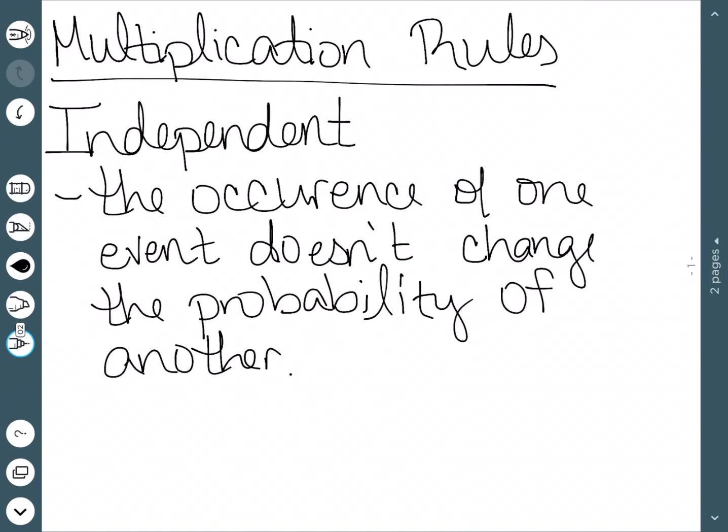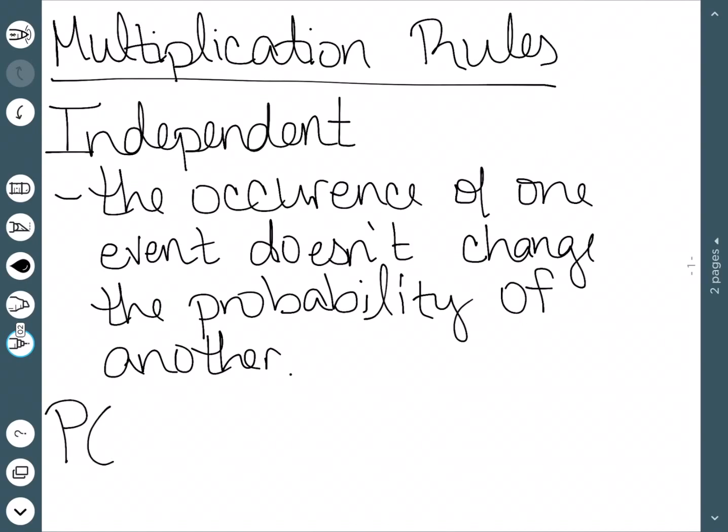As an example, if I were to flip 2 coins, what happens on the first coin flip does not affect what's going to happen on the next coin flip. Same thing with rolling 2 dice. Rolling 1 die and getting a number does not change or affect what's going to happen when I roll the second die.